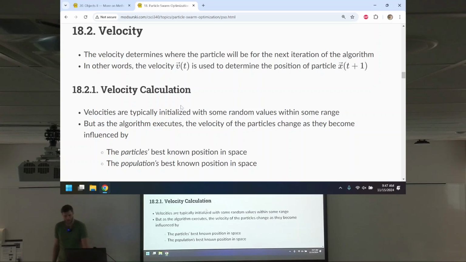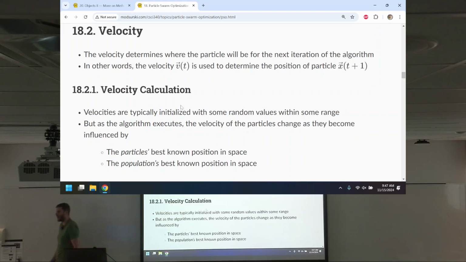Velocity. The velocity determines where the particle will be at the next time step, right? This is an iterative algorithm, right? So if I'm here and my velocity is 1, I'm going to take 1 step to make it to the next time step. It's velocity, right? It's the change in where you are, okay?